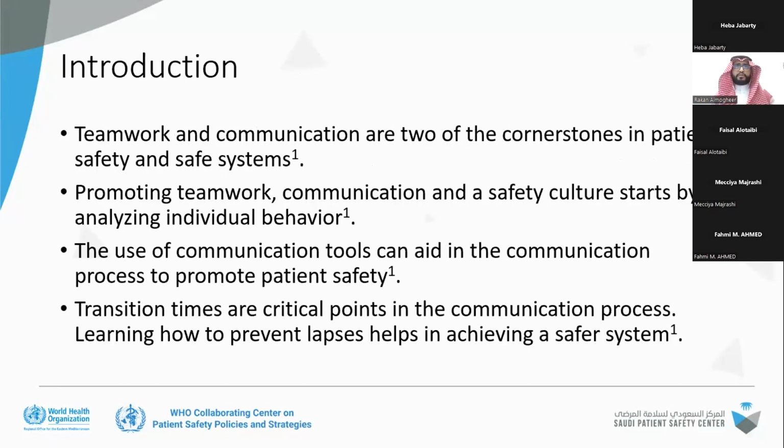So as an introduction to this lecture, teamwork and communication are two of the cornerstones in patient safety and safe systems. We have to promote teamwork, communication, and safety culture, and this starts by analyzing the individual behavior of each staff and each patient. The use of communication tools and structured communication tools will aid in the communication process, and the end result will promote patient safety.